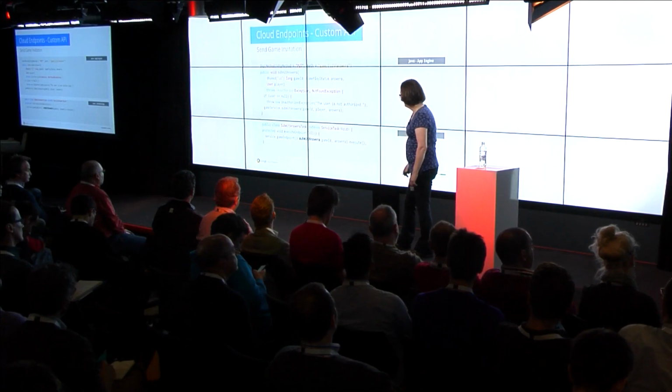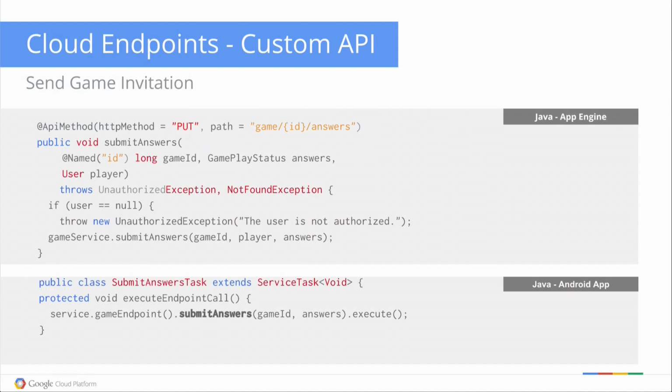ID is a parameter, which we're going to call out later, /answers. So that would be the path for our RESTful call. So submit answers is our method. It takes a couple of parameters, well, 3 in this case: game ID, answers, and a user object called player.